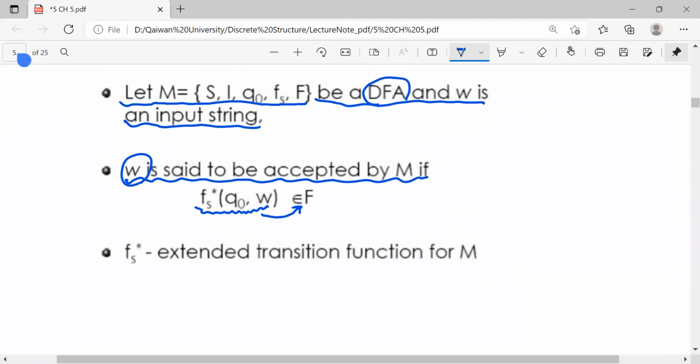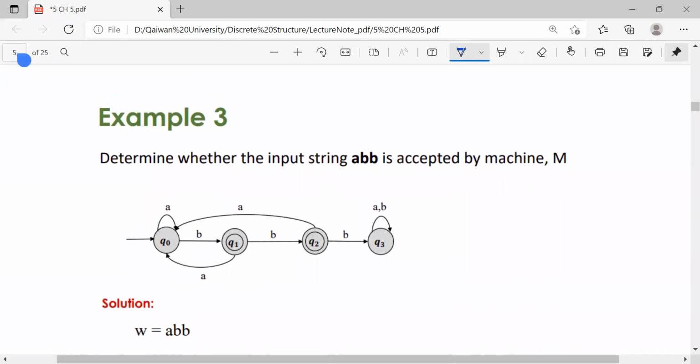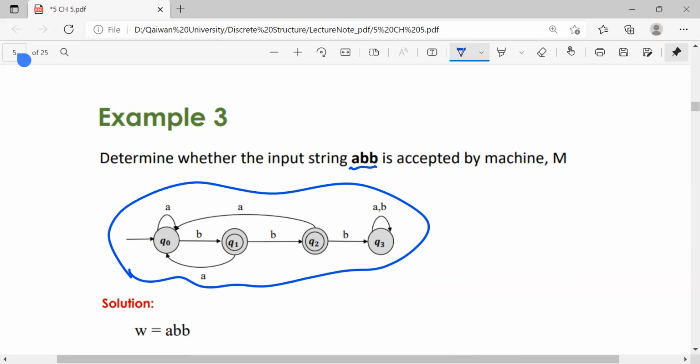That's W, okay? W is said to be accepted by M if it belongs to F, capital F. And here, F is the star extended transition function for F. We now have this example. It says determine whether the input stream A double B is accepted by M or not. This is M. Is A double B accepted by M or not?